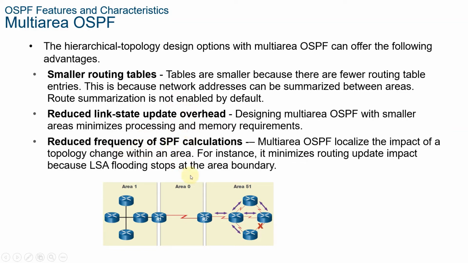In multi-area OSPF, the network is divided into different areas, but the requirement is that all non-area 0 areas, like area 1 here in the figure and area 51, should be connected to the backbone, or area 0. If you observe here, area 1, which is a non-area 0, and area 51, which is also a non-area 0, should be connected to an ASBR, which are R1 and R2 of area 0.